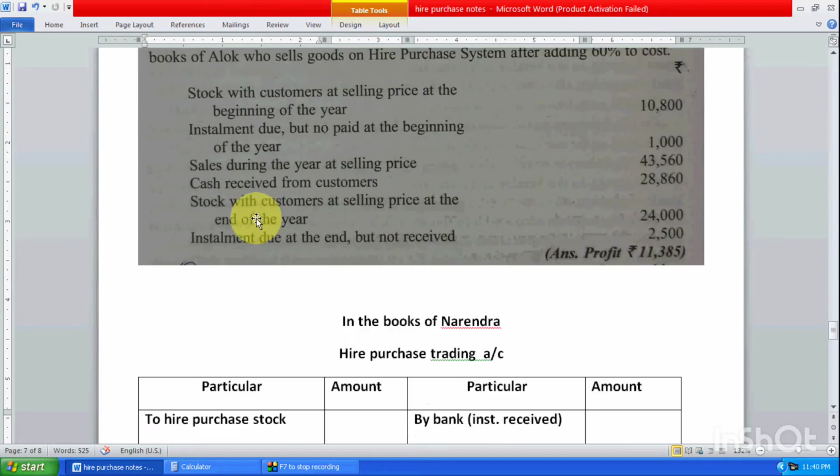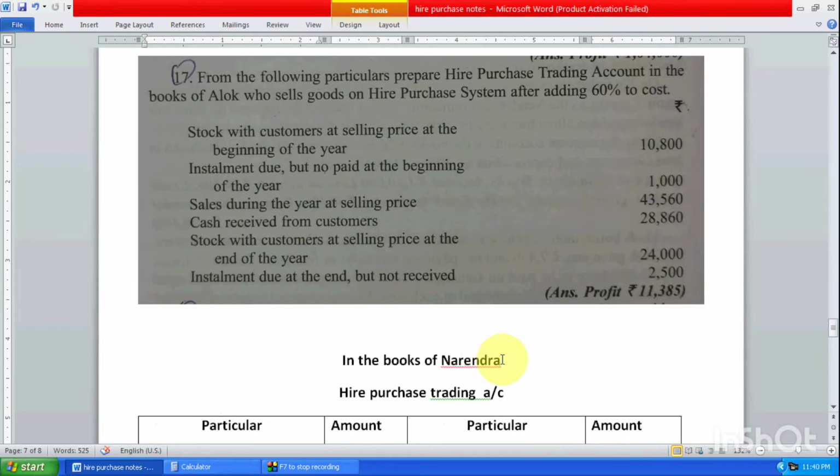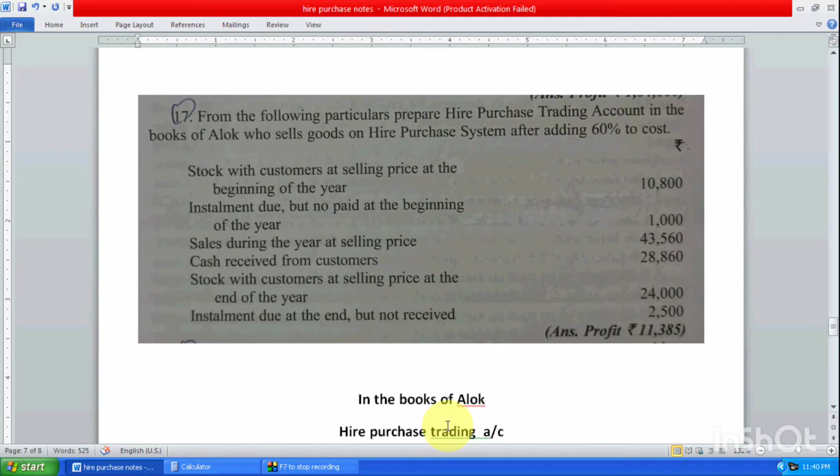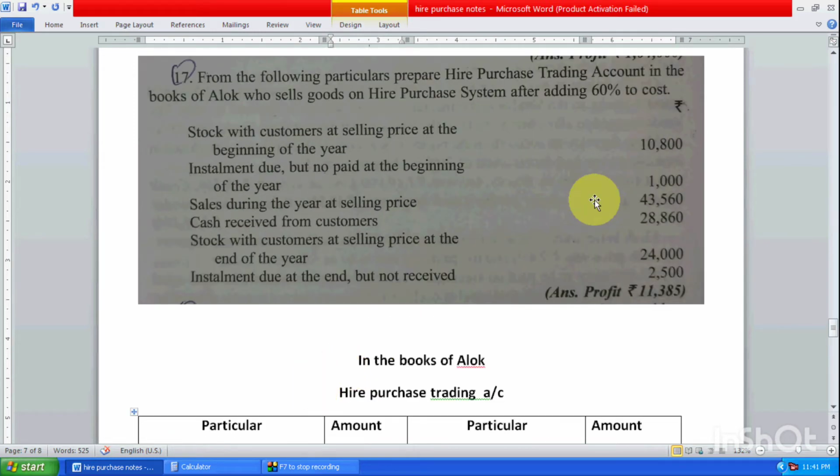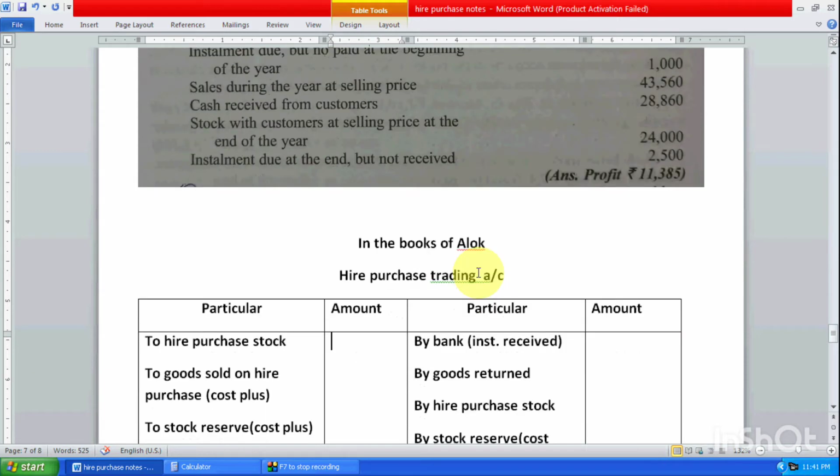So here a hire purchase system is there. Who is Alok? Alok is the hire purchaser seller, so in the books of Alok we have to prepare the hire purchase trading account. Just a little difference here, not much. Stock with customer at selling price. Credit is the income, debit is the expense.